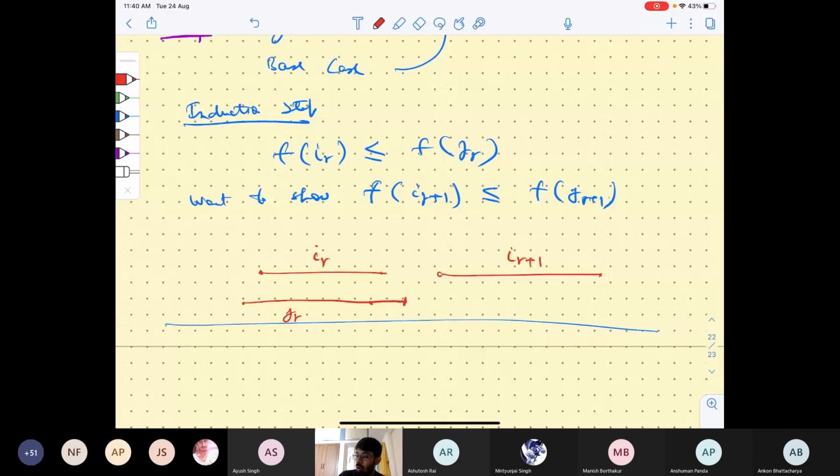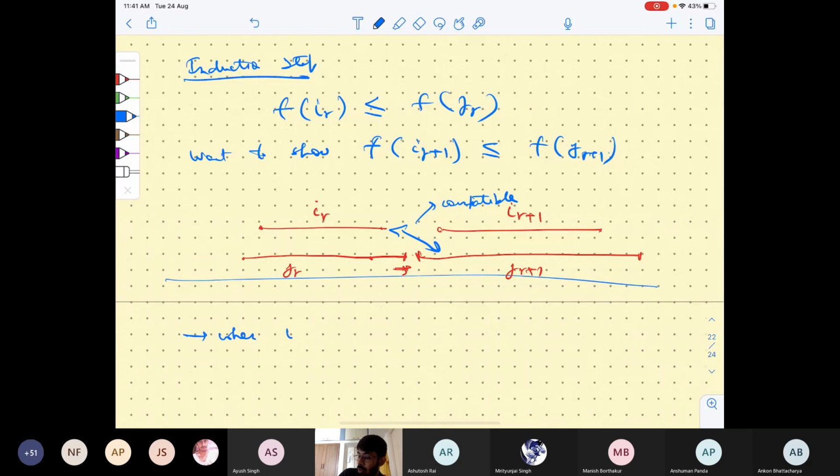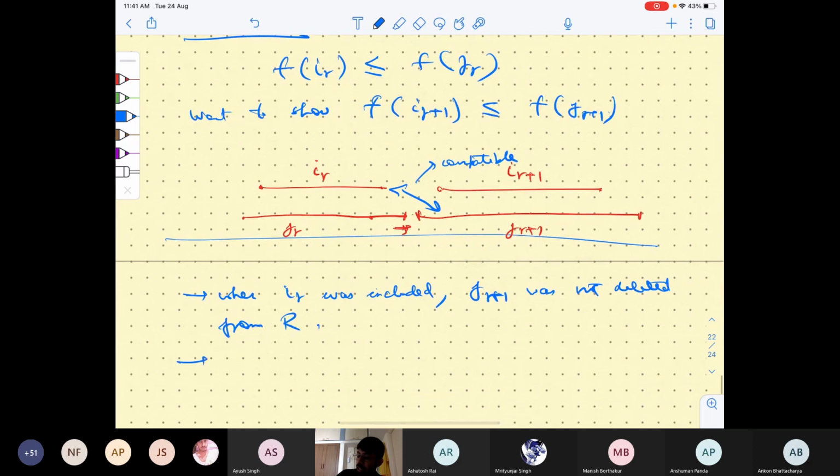All right. So now, since J r plus 1 is ordered after J r, can it intersect with I r? No, right? If anything, it can only start after J r, so it cannot intersect with I r. Right? So what does that mean? That I r and J r plus 1, they are compatible. So what does that also mean? That when I r was included, J r plus 1 was not deleted from R. Right? That means that J r plus 1 is still available.